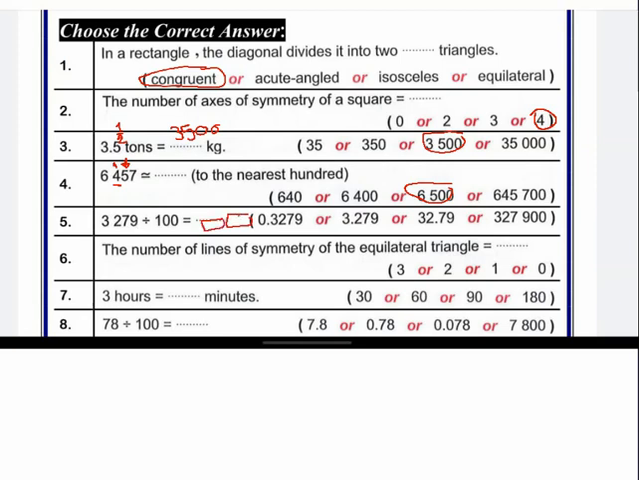This number divided by 100 means two places. The first number 9 and the second will be 7, and put 1 decimal point and write the rest of the numbers, so it will be 32.79.